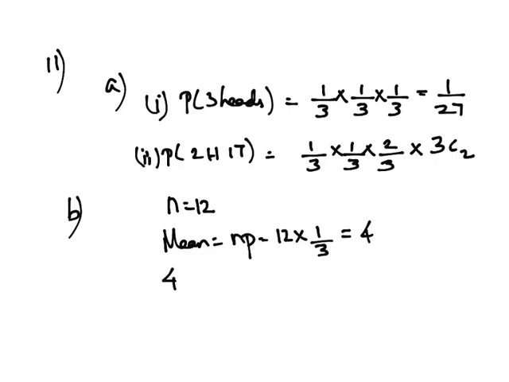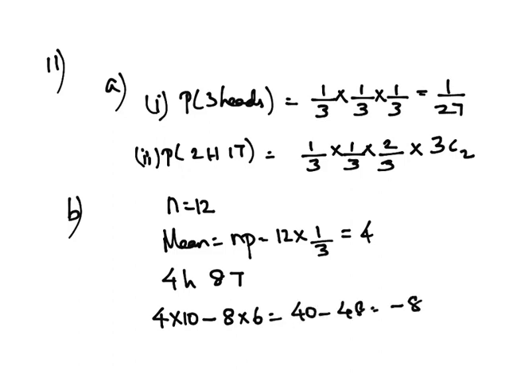He's expected to get 4 heads. That means he will get 8 tails, isn't it? As it is mentioned in the question that he's playing the game 12 times. 4 heads means 4 into $10, and 8 tails means... I'm sorry, it is I think $6, right? He is losing $6 for every tail. So 8 into 6. So you get 40 minus 48, that is minus 8.